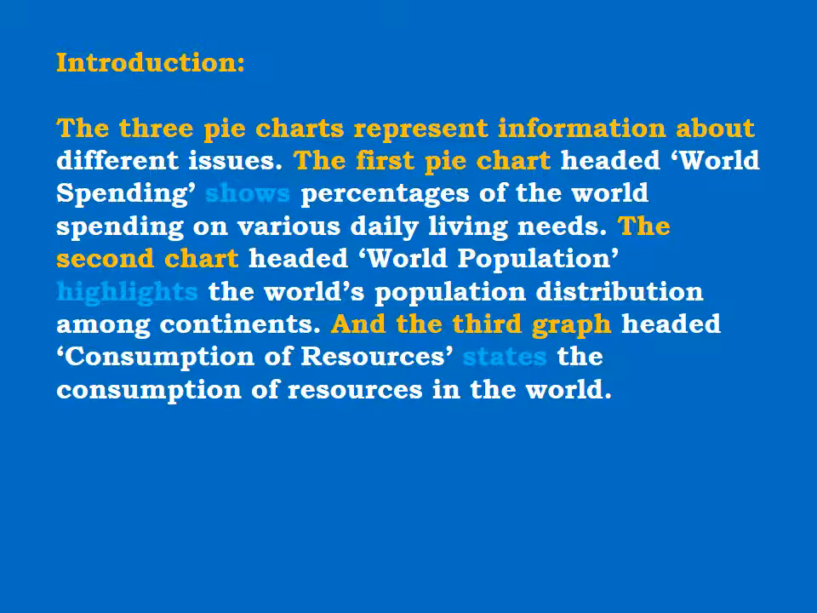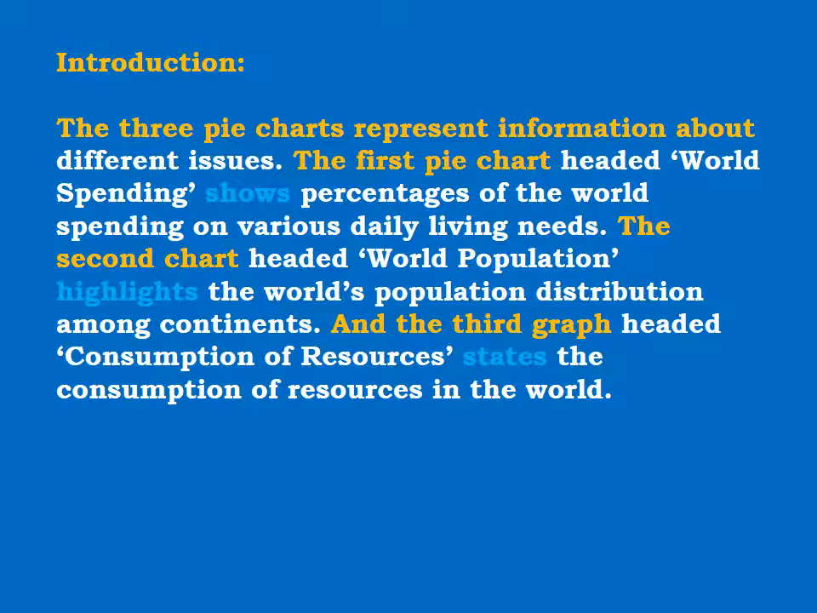The second pie chart, headed world population, highlights, now we use another verb, highlights what? The world's population distribution among continents. You remember we talked about Europe, both Americas, and Africa. So here the second chart, headed world population, highlights the world's population distribution among continents.